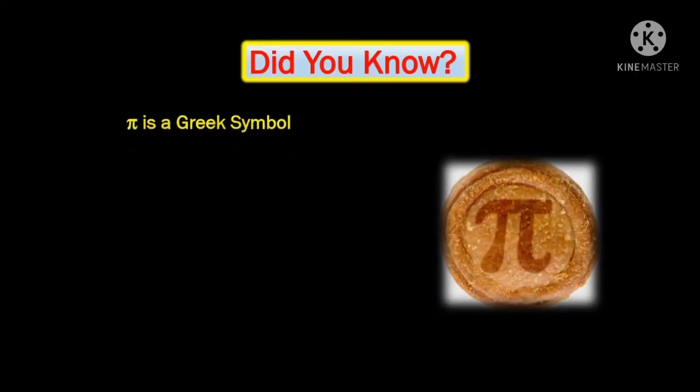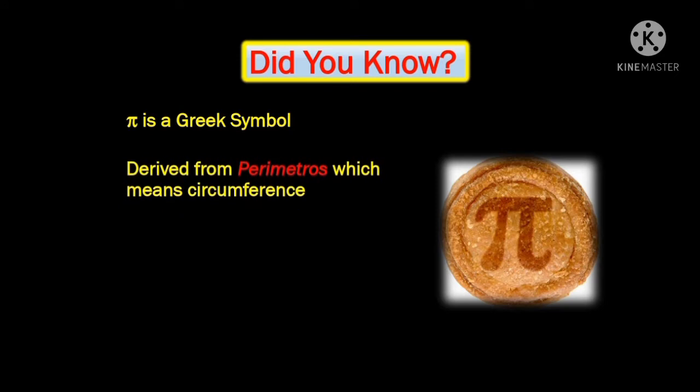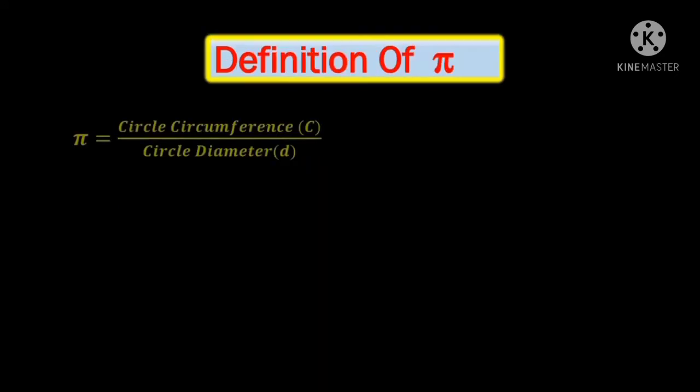Friends, pi is denoted by this Greek symbol which is derived from the word perimetros, which literally means circumference. Pi is defined as the circumference of the circle divided by the circle's diameter.